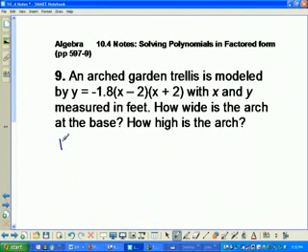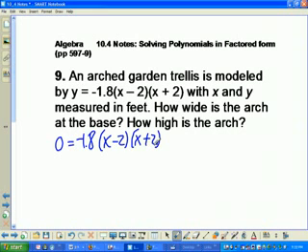Let's find the x-intercepts. So the x-intercepts would be 0 equals negative 1.8 times x minus 2 times x plus 2. Now notice I'm multiplying three numbers. Does negative 1.8 matter? No, it's just not 0. If I multiply three numbers and the answer is 0, if the first number isn't 0, what does that tell you about the second and third number? The second number could be 0, or the third number could be 0.